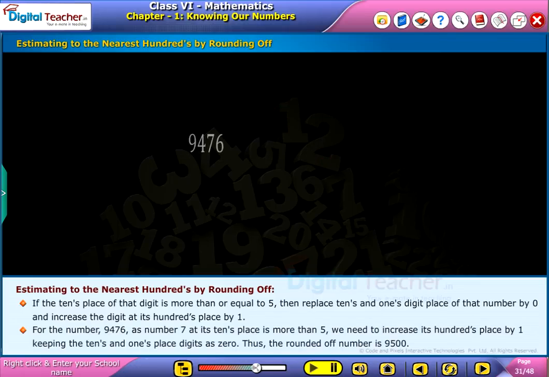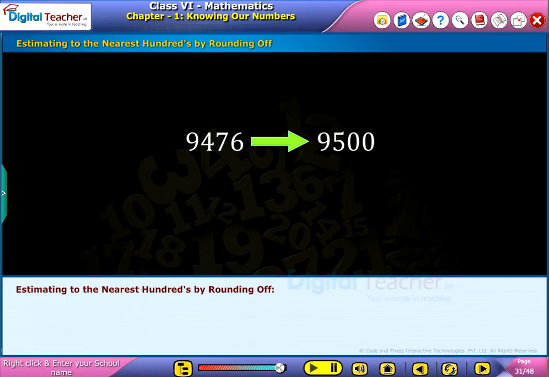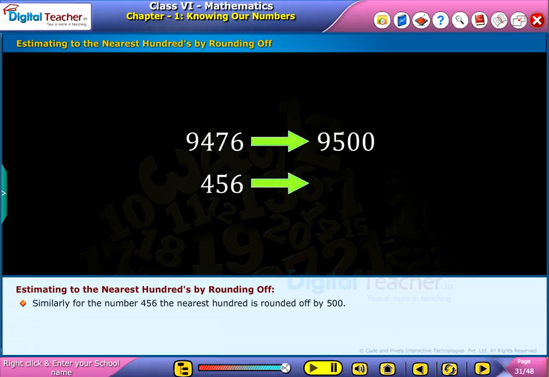For the number 9476, as the number 7 at its tens place is more than 5, we need to increase its hundreds place by 1, keeping the tens and ones place digits as 0. Thus, the rounded off number is 9500. Similarly, for the number 456, the nearest hundred is rounded off to 500.